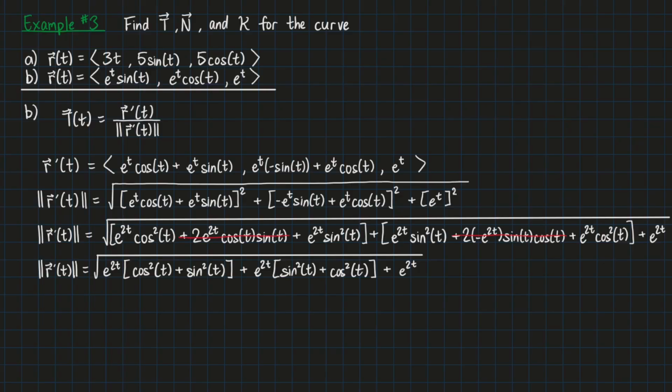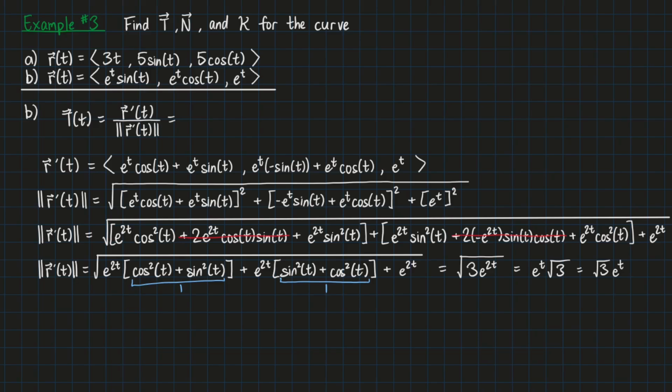Cosine squared of t plus sine squared of t becomes a 1. So e to the 2t plus e to the 2t plus e to the 2t becomes 3e to the 2t. So then we get radical 3e to the 2t. And then we can pull an e to the t out of the square root. The magnitude of r prime of t is rad 3 times e to the t.